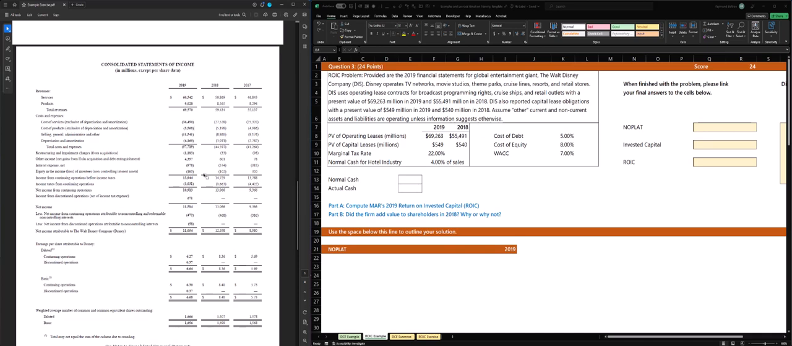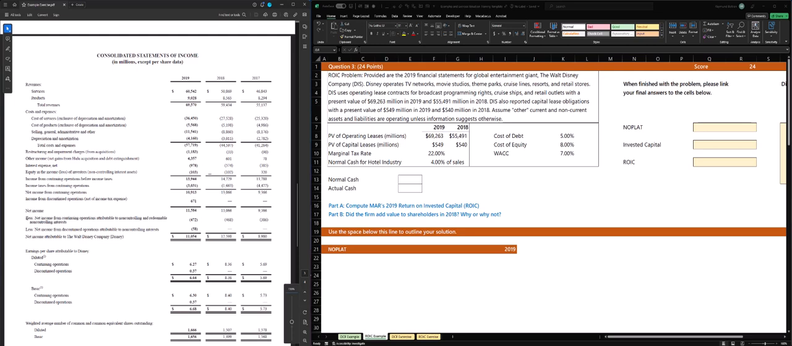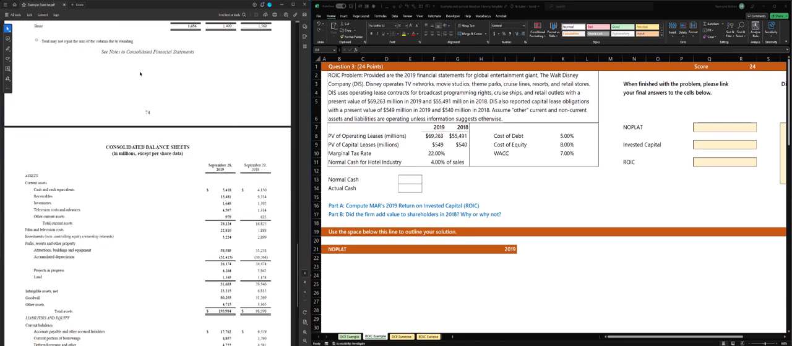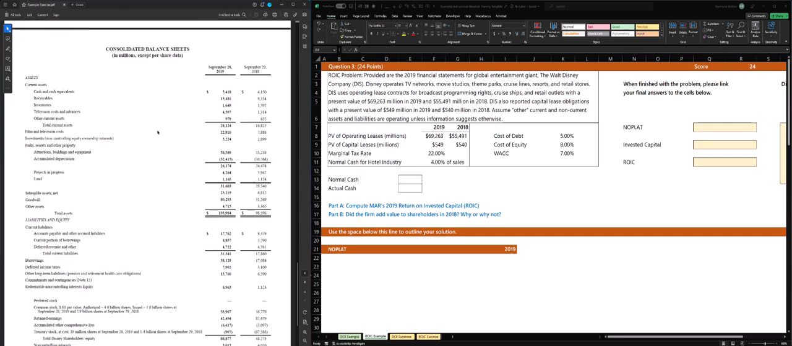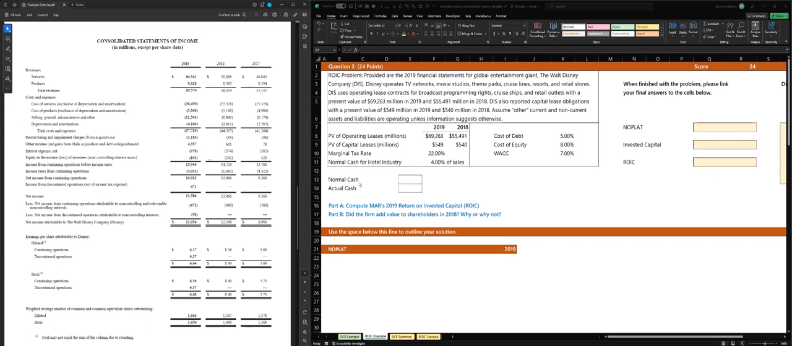This example would be a bit more representative of what real life analysis would be, because we're actually going to use Disney's actual 10K statements. As you can see on the left, we have the statements of income, or income statement, and consolidated balance sheets, and we're going to use these to calculate our NOPLAT and invested capital. All right, let's start with reading the question.